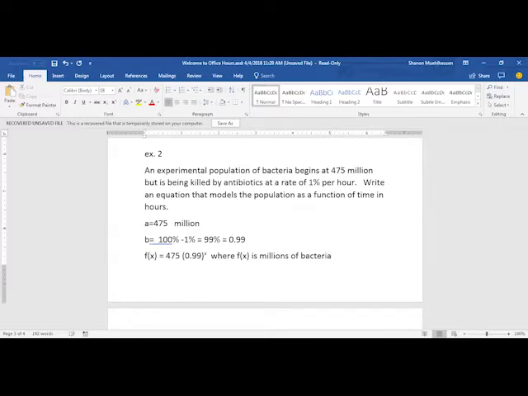Now notice we have a couple choices here. I went with 475 and stated where f of x is millions of bacteria, instead of putting the 475 million in here. We don't have to do that. We could have put the whole number, 475 million, in here and had people do the math. But I'd prefer to use this shorter formula and let people know that whatever answer they get is in millions.